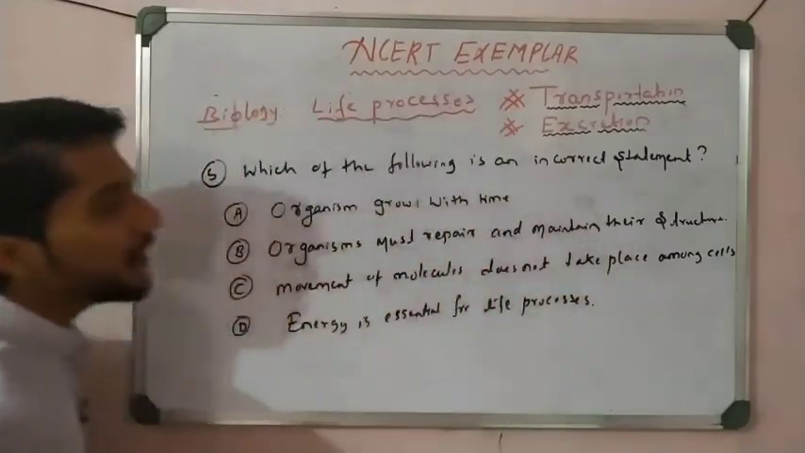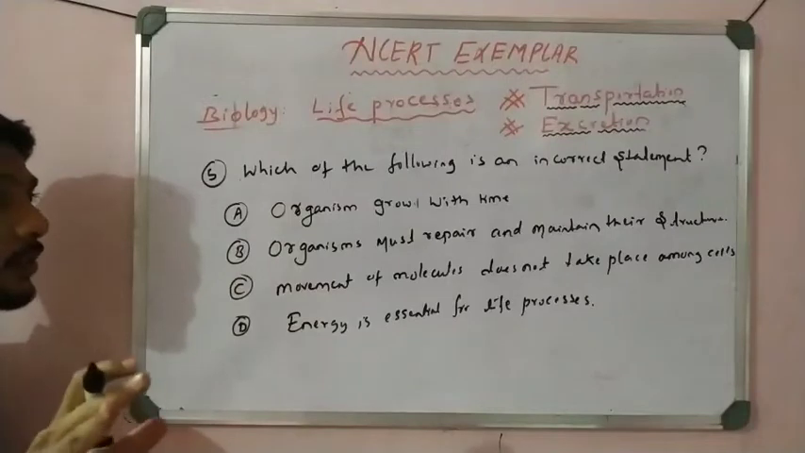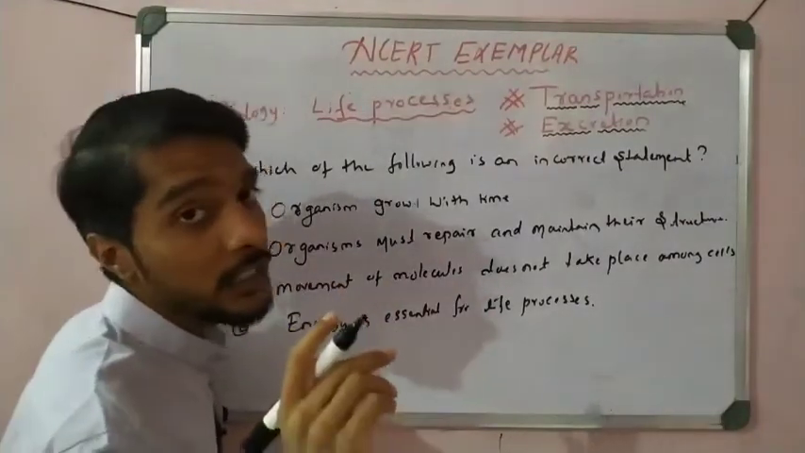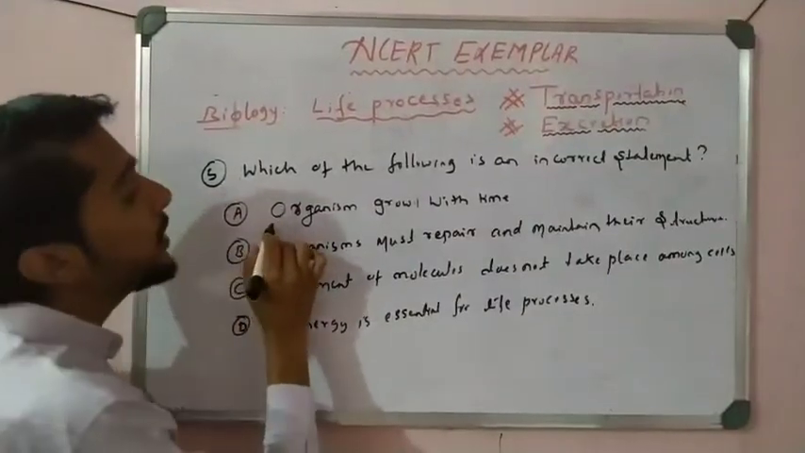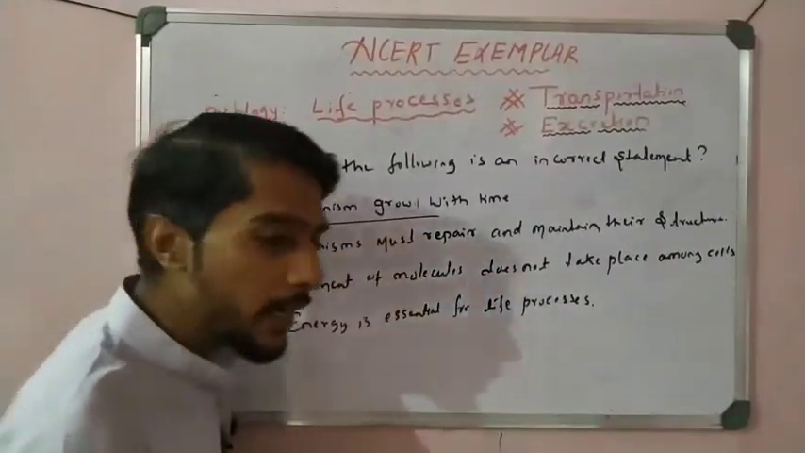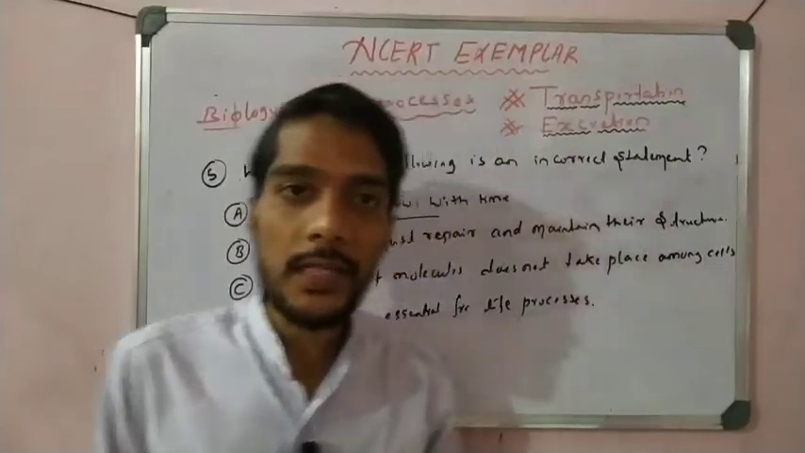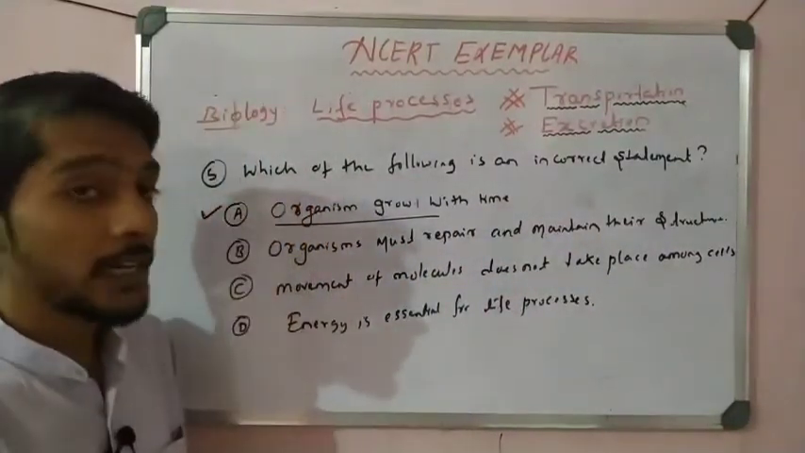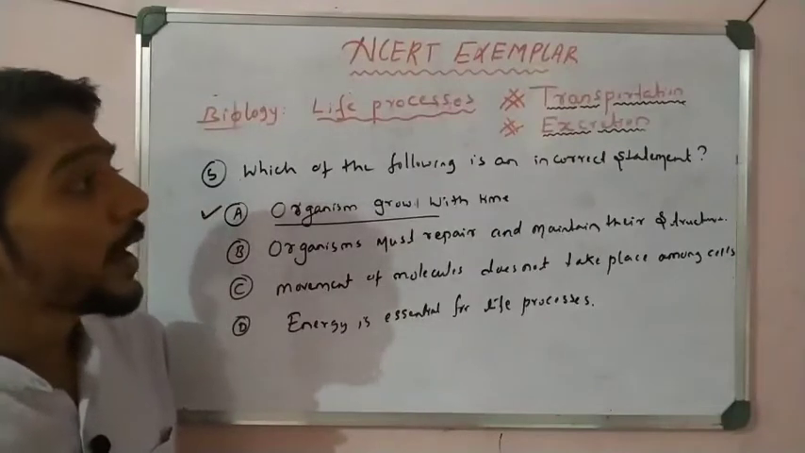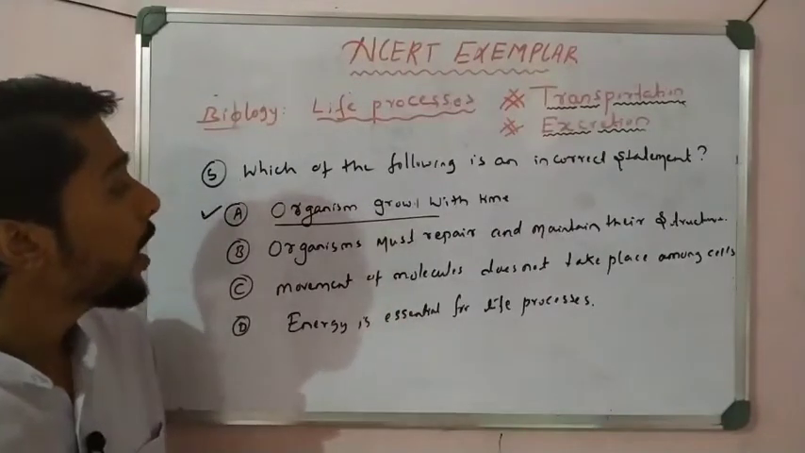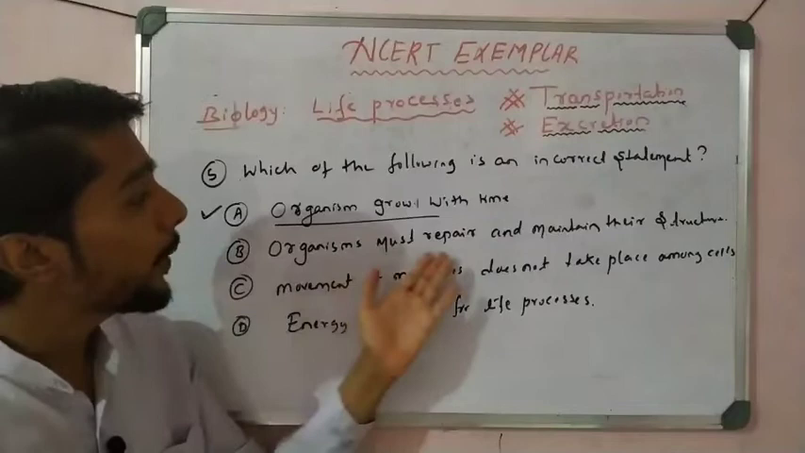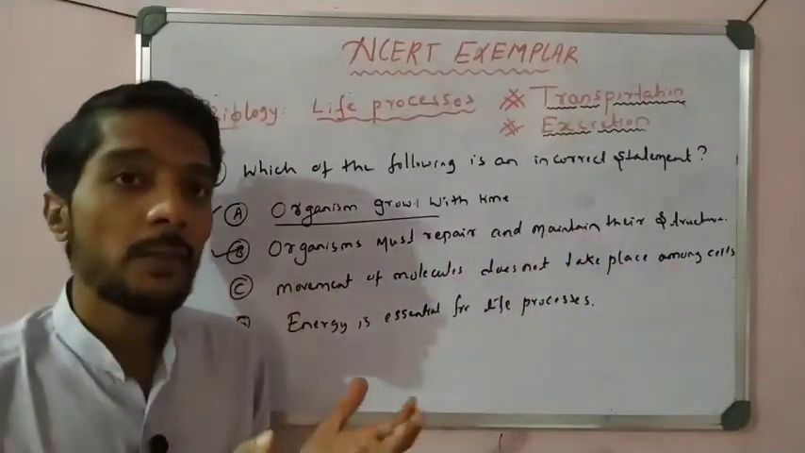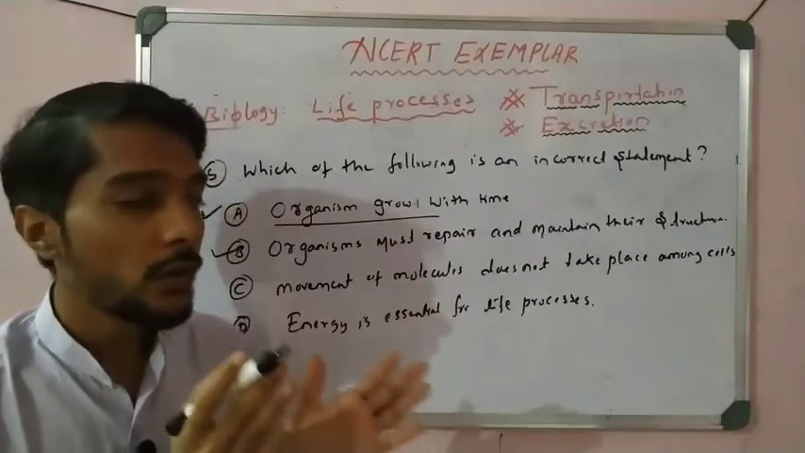processes. So let us see here, very simple question, direct question. Which of the following statements is incorrect? So 3 statements are correct, 1 is incorrect. First one, organisms grow with time, right? That is correct. They increase in height, they increase in weight, right? They're growing with time. So we have to find the incorrect statement here. Now organisms must repair and maintain their structure. That is also correct.